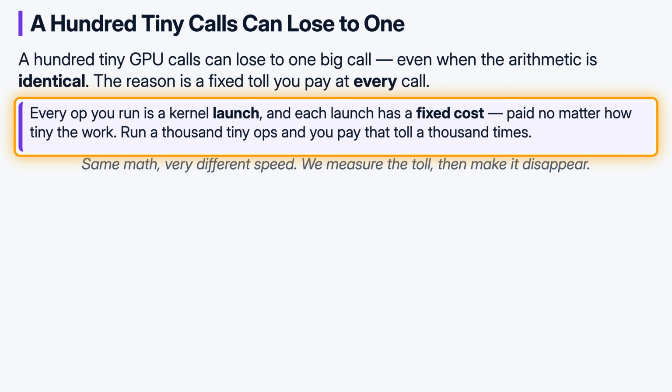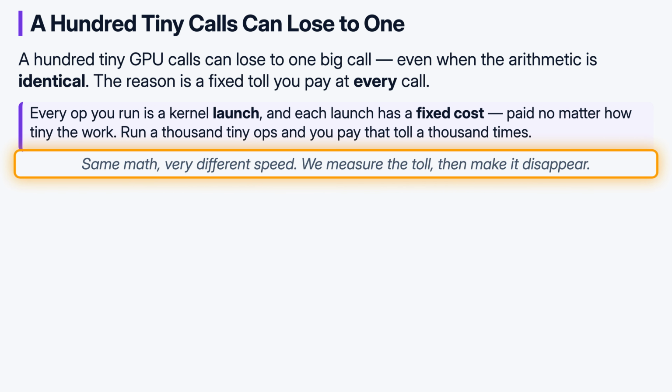Every op you run is a kernel launch. Each launch has a fixed cost. You pay it no matter how tiny the work. Run 1,000 tiny ops and you pay that toll 1,000 times. Same math, very different speed. We will measure the toll first, then we make it disappear.